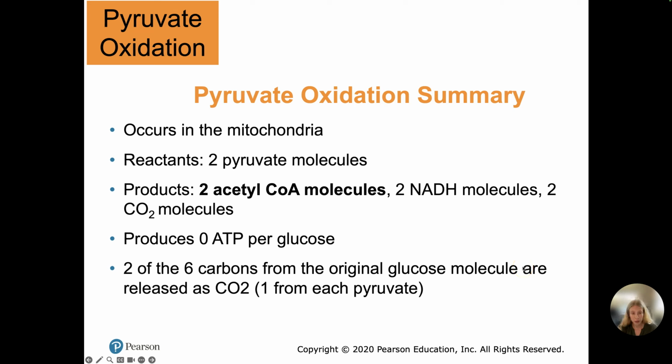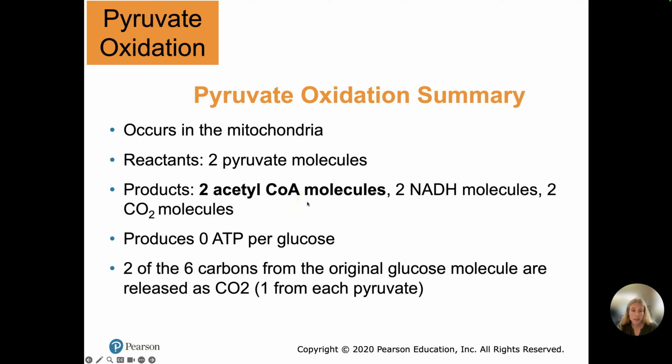In summary, for pyruvate oxidation, that was a really short one. It occurs in the mitochondria. So we have now shifted from the cytosol to the mitochondria. The reactants in pyruvate oxidation are the 2 pyruvate molecules. Remember, those 2 pyruvate molecules were the products from glycolysis. So the products of one stage of the reaction feed into the next stage of the reaction as the reactants.